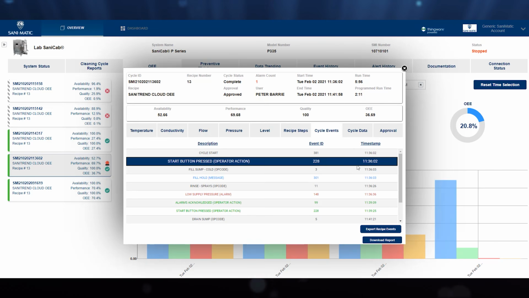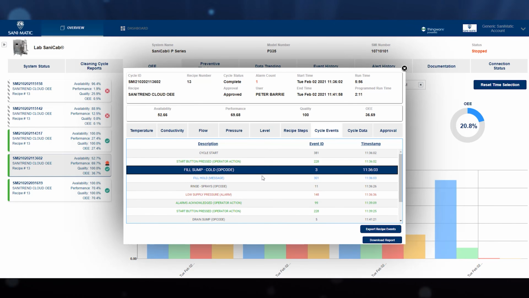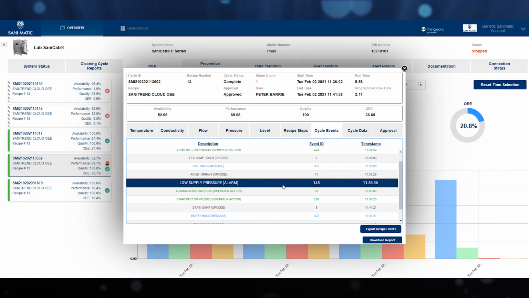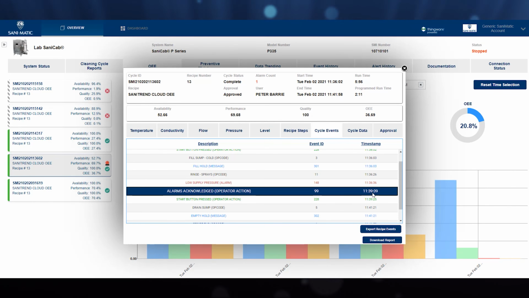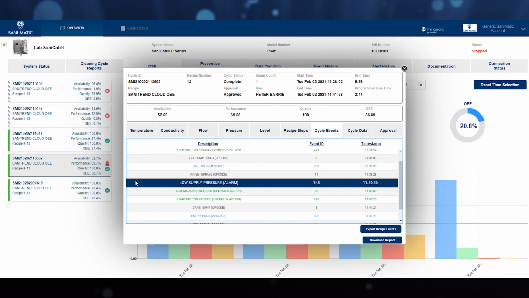So if I go over to our cycle events, we can take a look at actually what happened. We hit start, sump filled, a fill hold, and then we got to that low supply pressure alarm here. So this is where that alarm happened at 11:36, and then I didn't come in to acknowledge it until 11:39. So 3 minutes of downtime there in this short example cycle obviously impacted our availability. So in this case, you can take these data points and learn from them, improve alarm conditions, talk to operators about what happened, and try to improve your overall system performance.